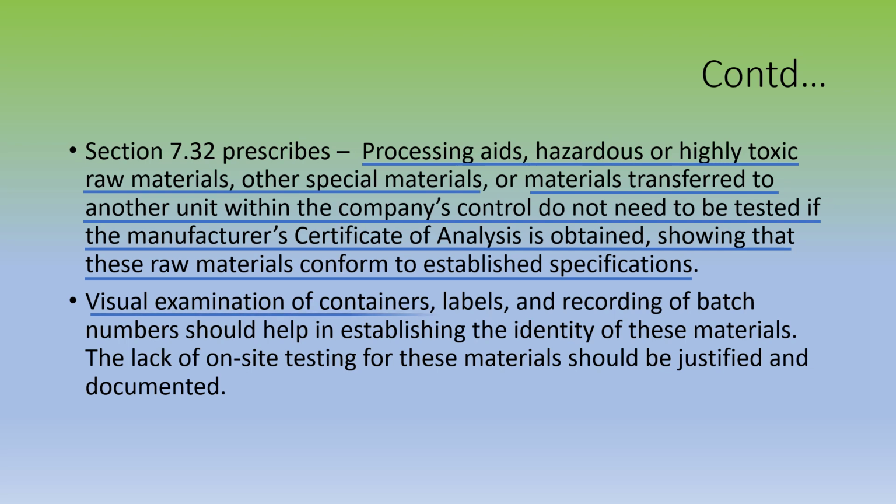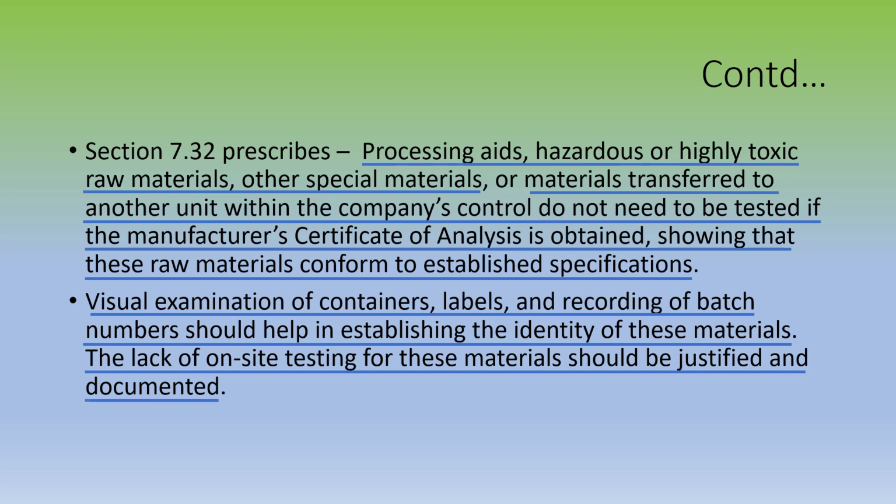Visual examination of the containers, labels and recording of batch numbers should help in establishing the identity of these materials. The lack of on-site testing for these materials should be justified and documented. The first part of the statement establishes the criteria for acceptance. If the labels, batch numbers, and seal numbers tally with the documents received along with the consignment, it may be accepted as such without further testing.